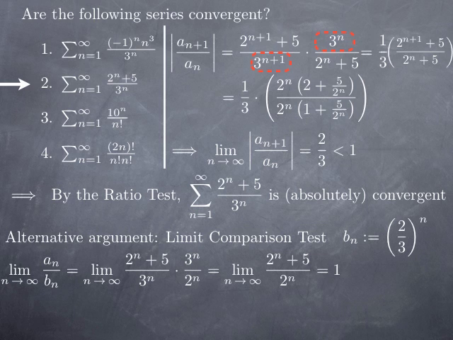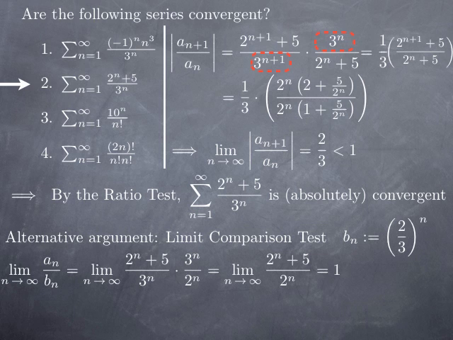And I multiply by the reciprocal of Bn, that's 3 to the n over 2 to the n. The 3 to the n cancels out. We get the limit of (2 to the n plus 5) divided by 2 to the n. This has limit 1, which is a non-zero finite number. And that's what we need in the case of the limit comparison test.